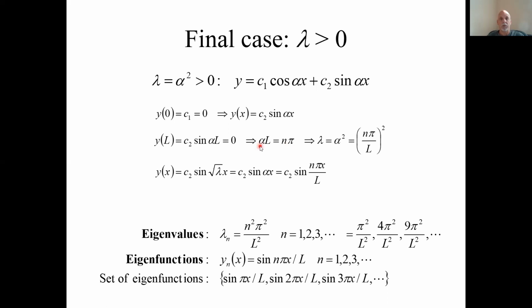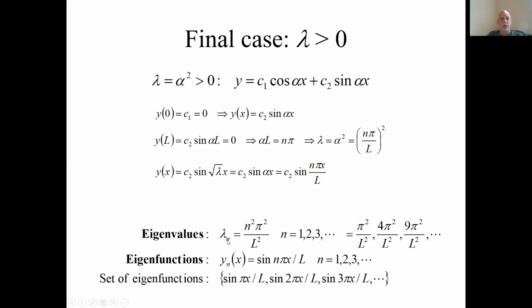So we're going to get a bunch of alphas. Should call this alpha sub n actually. Alpha equals n pi over L. So the lambdas are those n pi over L squared. And the solutions then are these sines where that alpha is plugged in there. So here are the non-trivial solutions. And there's an infinite number of them, one for every integer n.